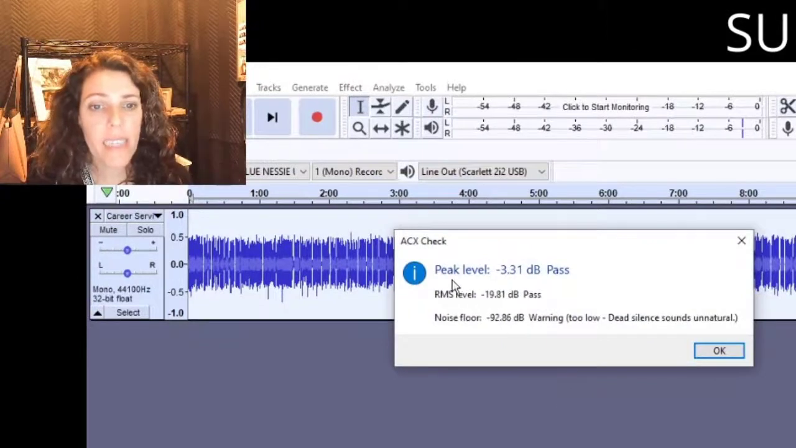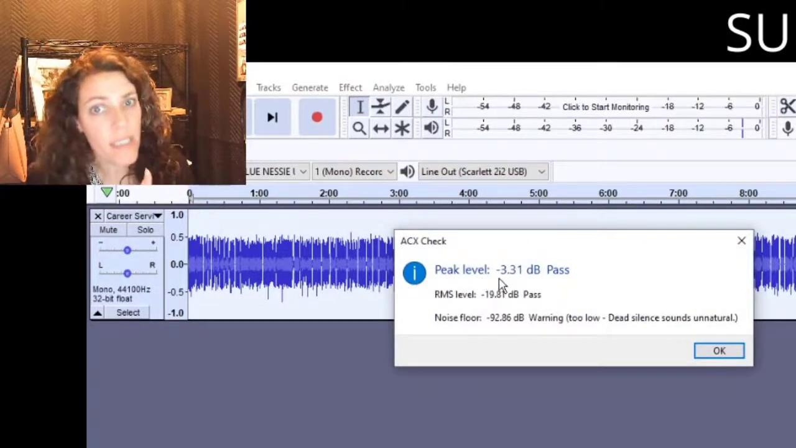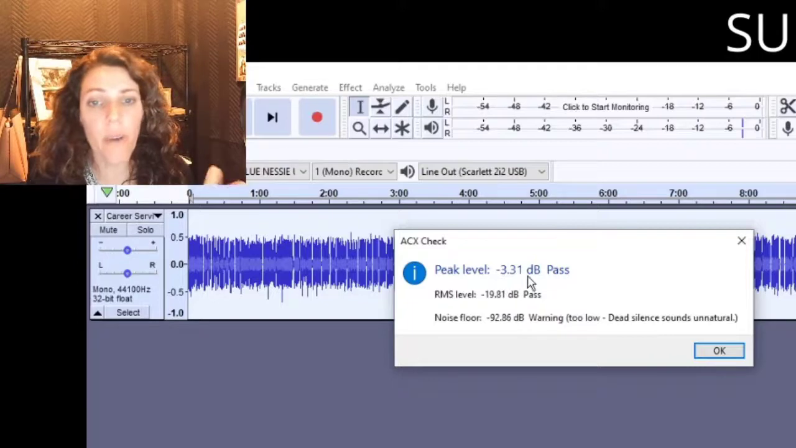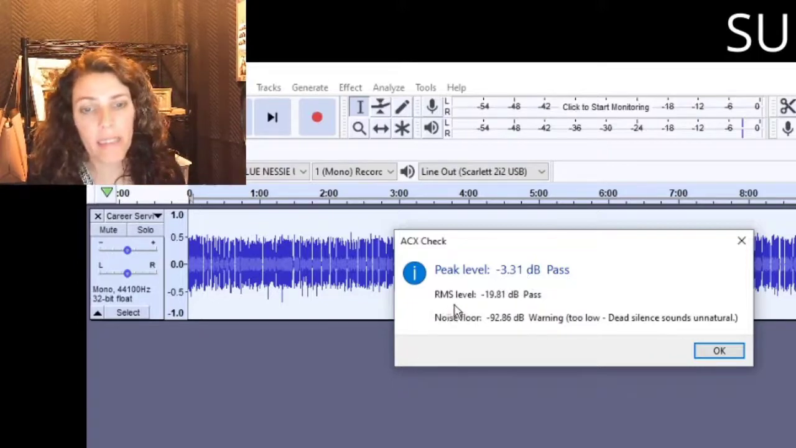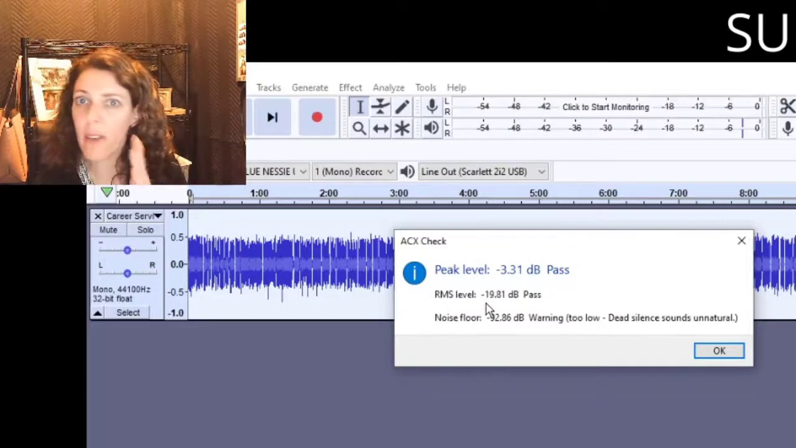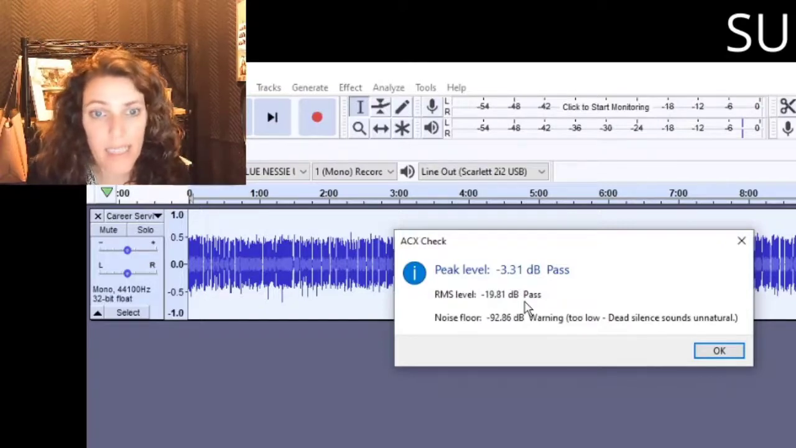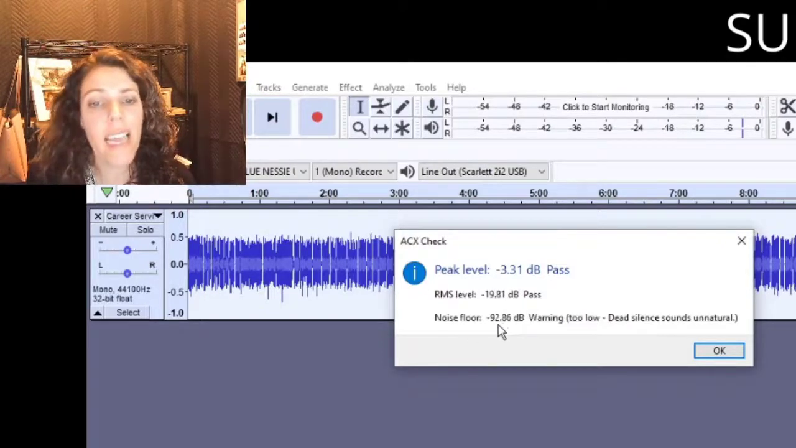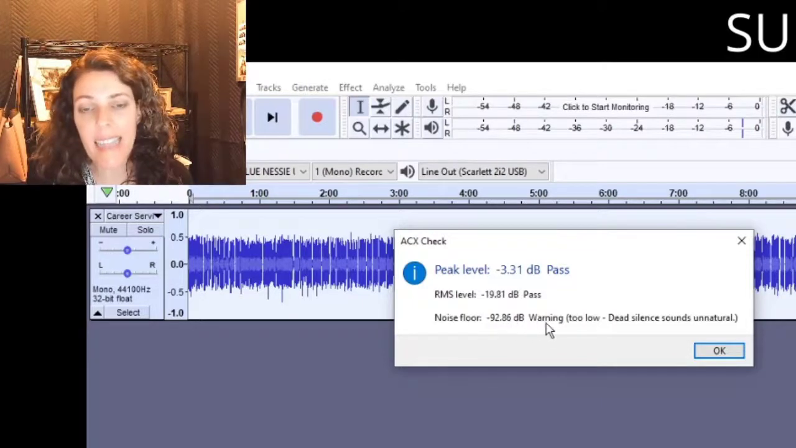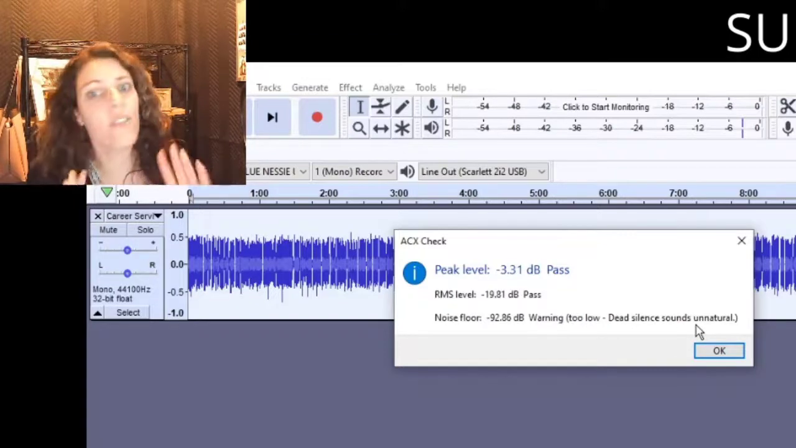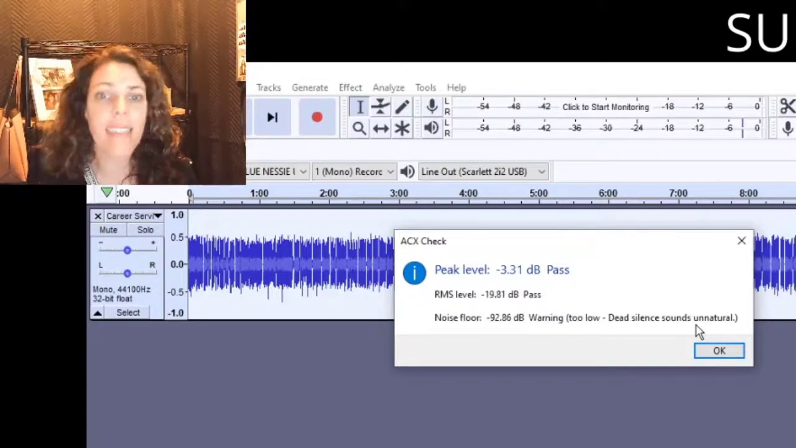And here you can see that my peak level, which is the loudest it ever gets, is -3.31, which is perfect. That will absolutely pass. My RMS level is right around 20, -19.81 decibel, which is a pass. This would pass ACX submission guidelines. And the noise floor, they're saying, is a bit low, -92.86. And they give me a warning, it's too low. Dead silence sounds unnatural. Okay, that's fine, but this would actually pass ACX.